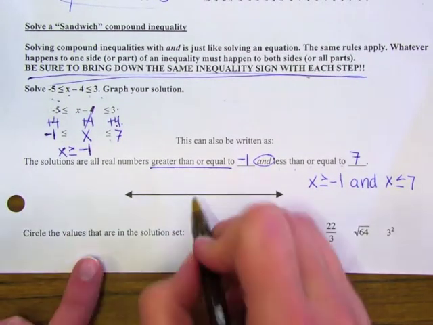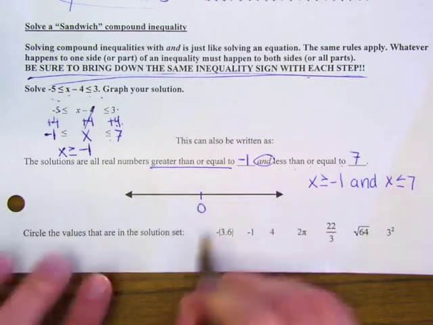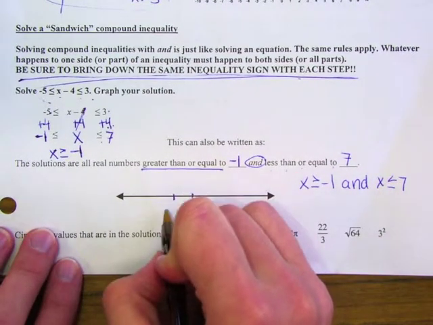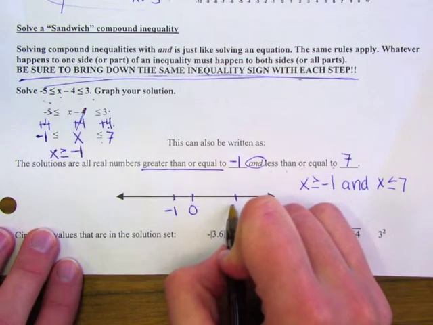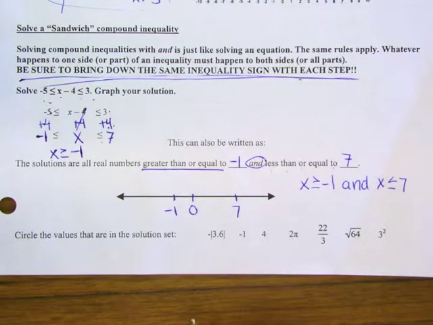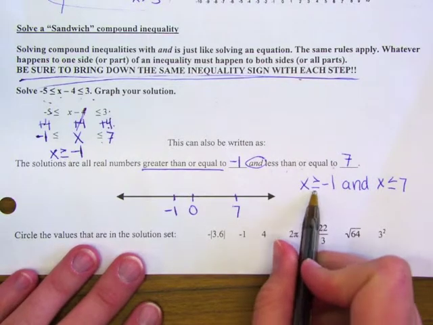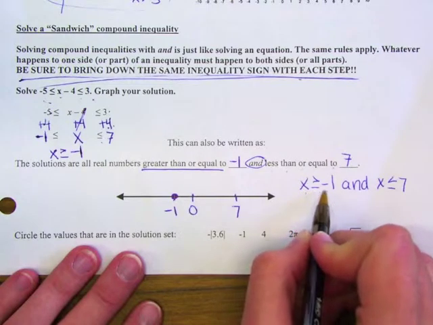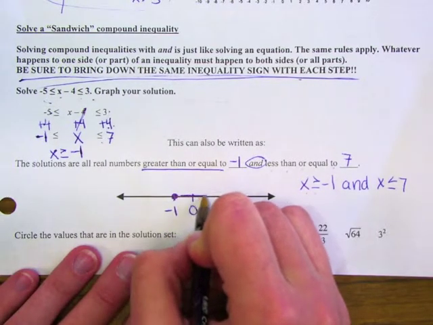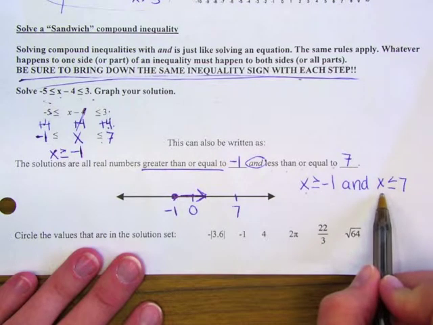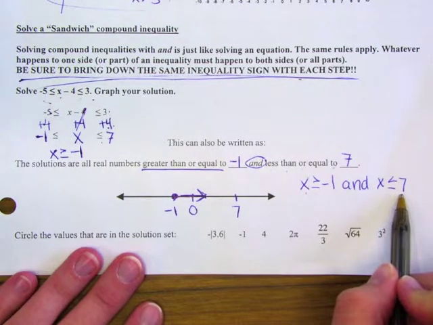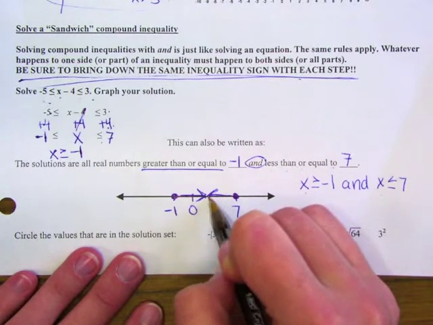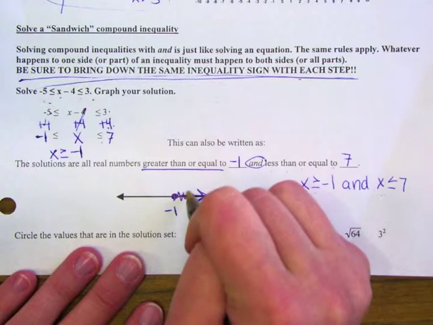So now I need to graph this inequality. I'm going to put my 0 in the middle, and I'm going to put my -1 to the left and my 7 to the right. Now, I'm going to put a closed circle on -1 and draw an arrow going to the right because x is greater than or equal to -1. So we're going to the right. Then if I grab this side, x is less than or equal to 7. So I'll put a closed circle on 7 and draw my arrow to the left. Well, now my arrows are facing each other, so I know to shade in the middle.